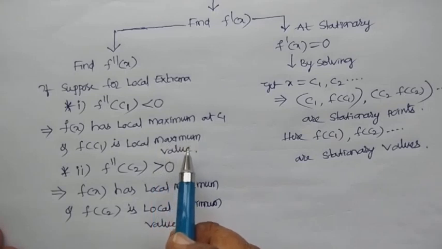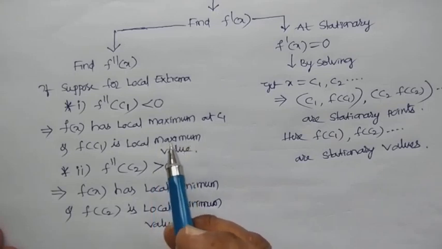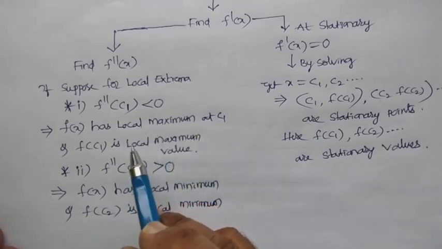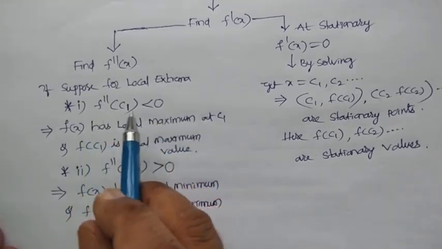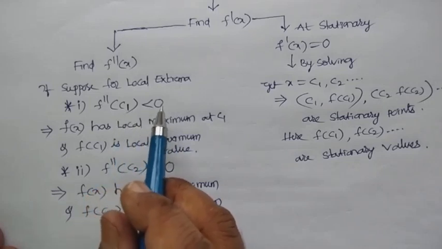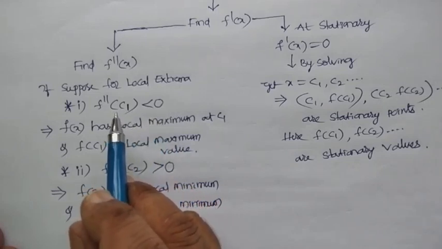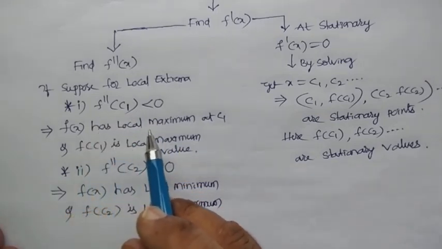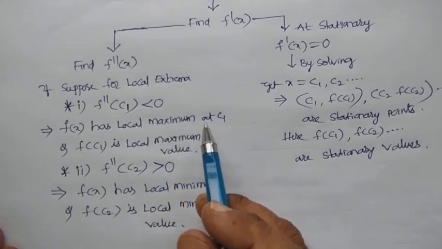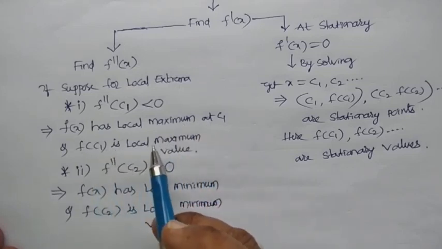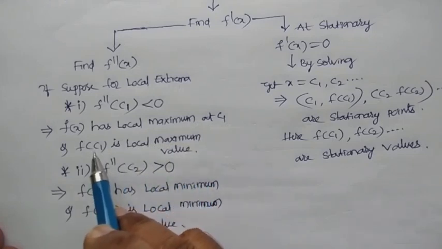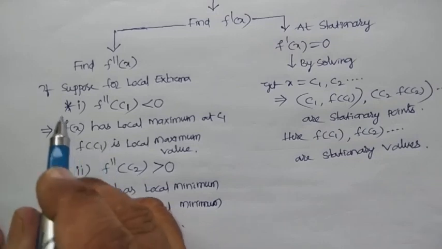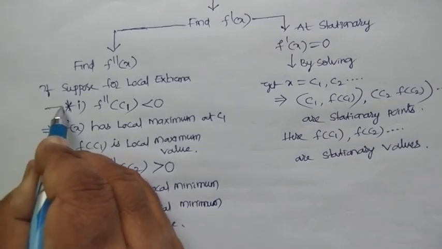To find the local maximum value, what do you need to check? f double dash at that point c1 must be lesser than 0, meaning it must be negative. If it is negative, we can conclude f of x has a local maximum at c1, and f of c1 is the local maximum value. So this step is very, very important.